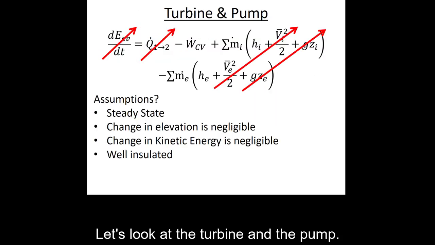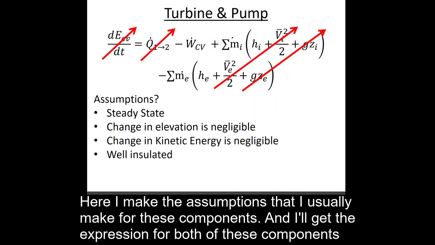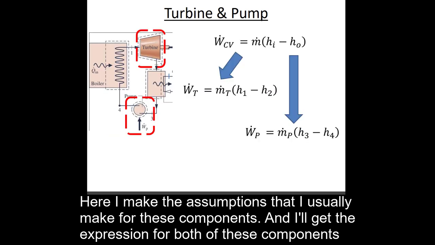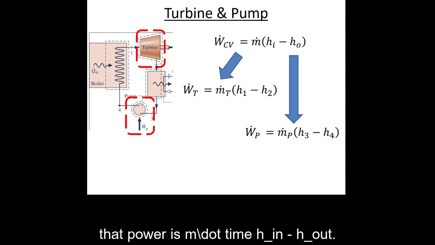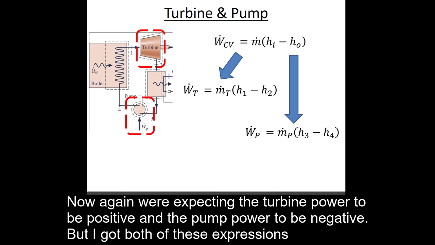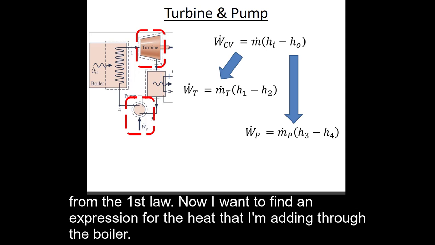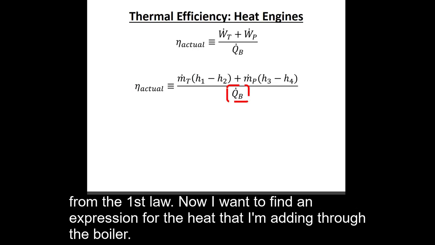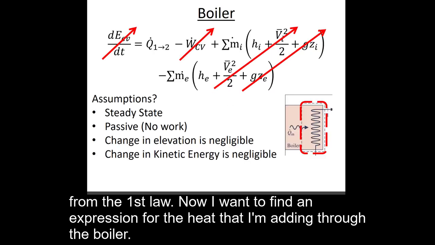Let's look at the turbine and the pump. Here I make the assumptions that I usually make for these components, and I'll get the expression for both of these components that power is m dot times h in minus h out. Now again, we're expecting the turbine power to be positive and the pump power to be negative, but I got both of these expressions from the first law. Now I want to find an expression for the heat that I'm adding through the boiler.